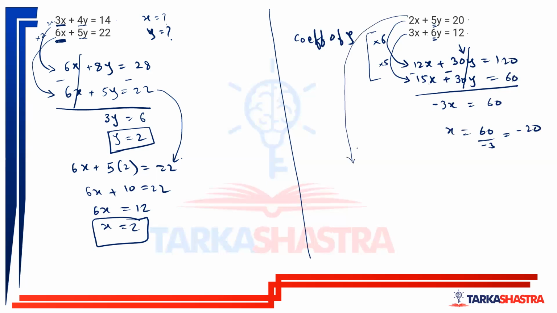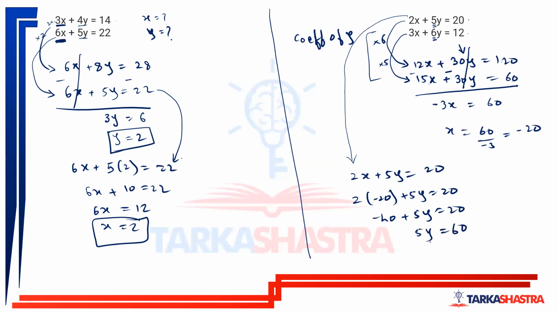Let us say we use this equation. So we have 2x plus 5y is equal to 20, which is 2 into minus 20 plus 5y is equal to 20, which is minus 40 plus 5y is equal to 20, which is 5y. 40, if it comes here, will become 60. And 40 plus 20 is 60. y will become 60 by 5, that is 12.